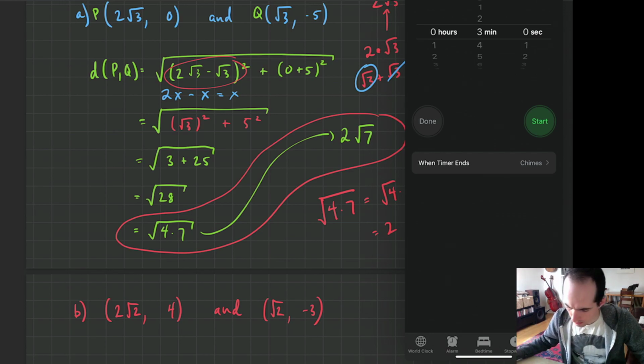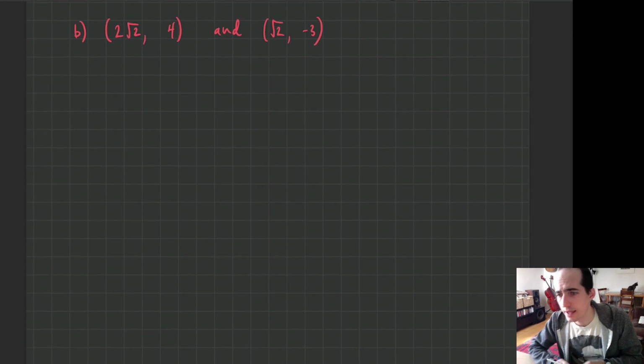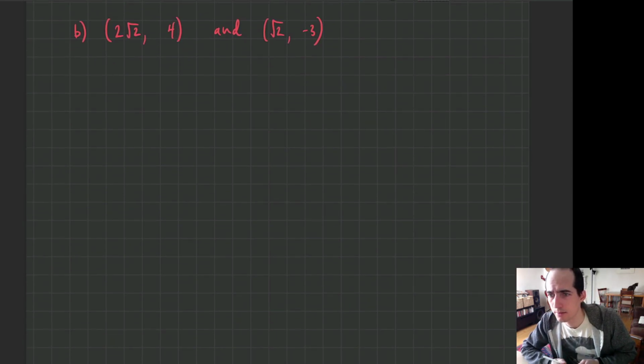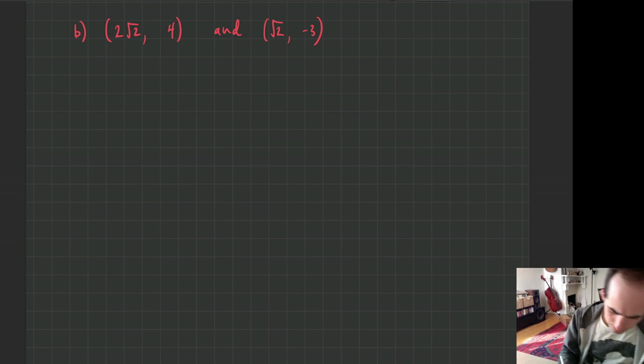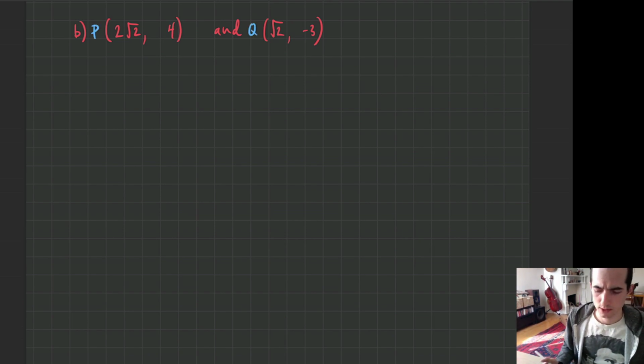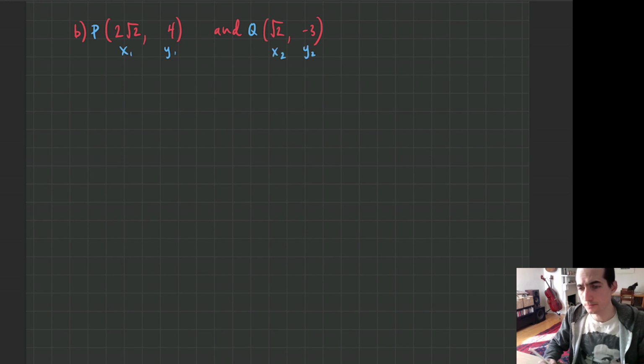All right, that's time. Let's see what we got here. I don't think it is 3. It looks like some people are thinking it's 3 times the square root of 17, maybe square root of 51. Let's see what we get. Okay, so I'm going to say that this is the point P and this is the point Q. So that would make this x1, this y1, this x2, this y2.